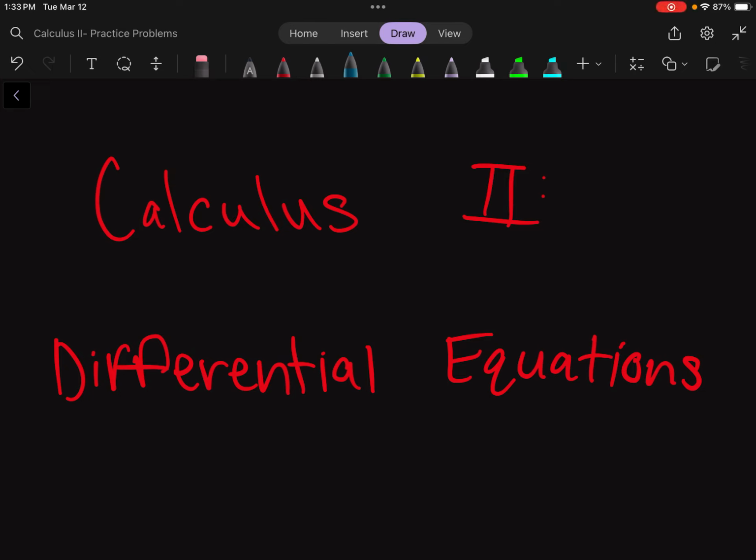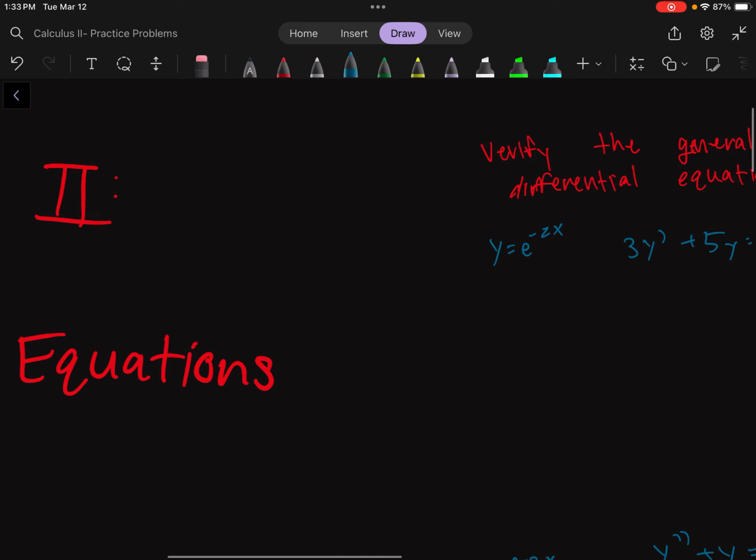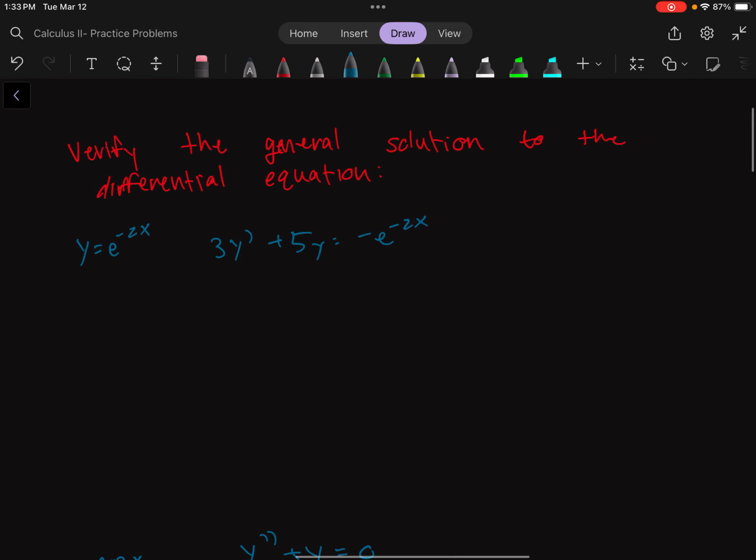Welcome back to some more Calculus 2 practice problems, and today we're focusing on differential equations. So what is a differential equation? A differential equation is just any equation that has a derivative in it, like this one. This right here is a differential equation. It says that 3y prime plus 5y will equal negative e to the negative 2x.